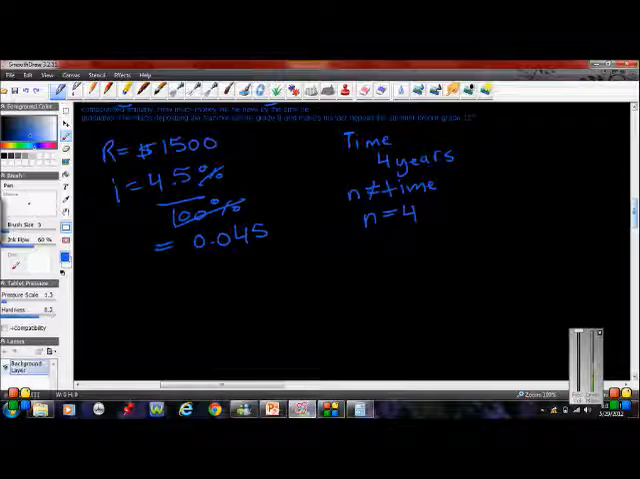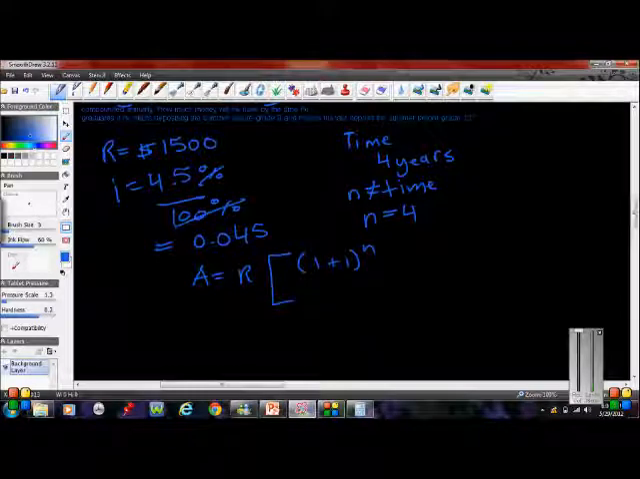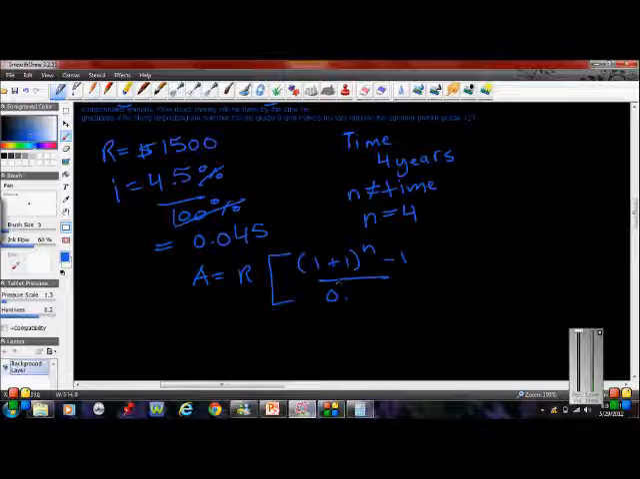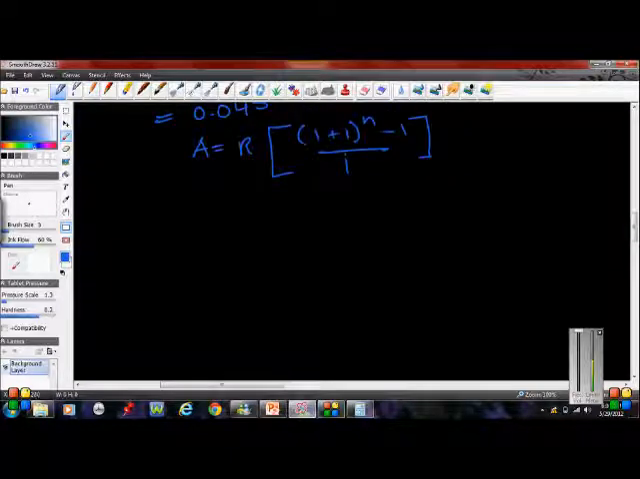Okay, so now we have all the values that we need. Let's write out our equation. A is equal to R into 1 plus i to the power of n minus 1, all on top of i, bracket close. Okay, so now we have our values. Let's sub them in. R is equal to 1500. We know that.